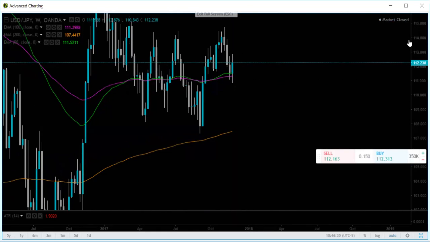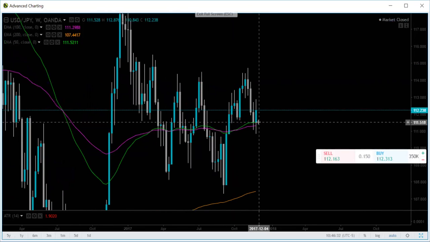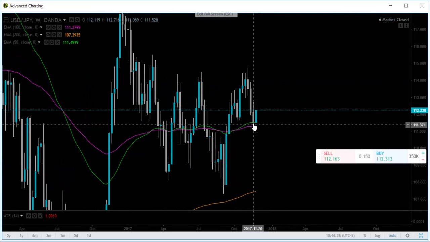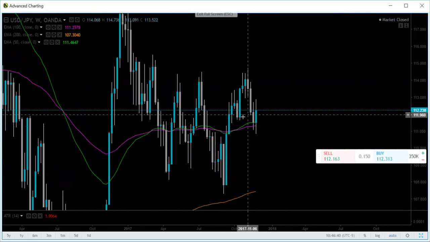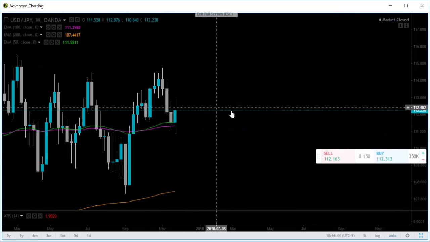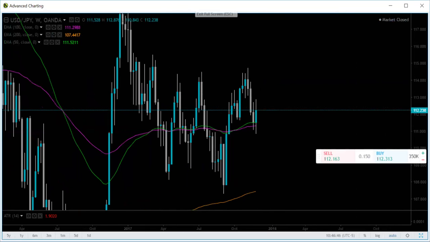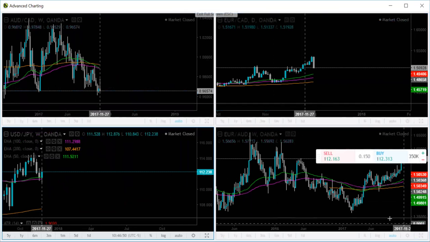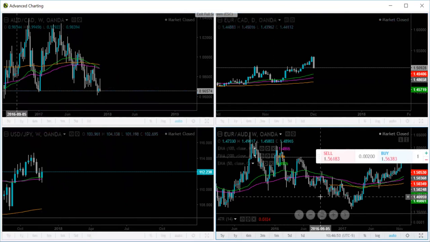It has bounced off of the 50 moving average, 50-week moving average. And the last time it hit that level, roughly, it skyrocketed back up. So we're going to keep a lookout for that one this week. This is going to be kind of one of the back of our minds, though, leaning more so towards the Euro CAD pair.